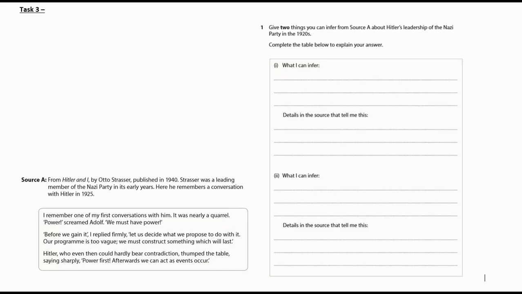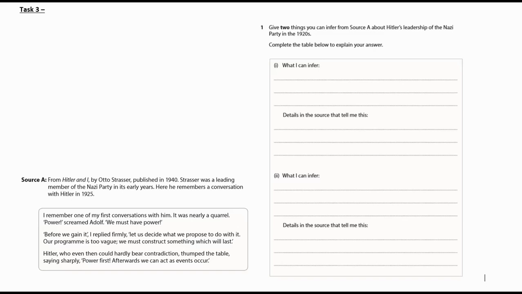He wasn't particularly a good strategist. It says at the end, Hitler said, power first, and afterwards we can act as events occur. Probably one further thing we can infer about Hitler is that he had quite a sharp temper. He was quite angry, and his leadership style was quite confrontational. He was quite prone to being angry.